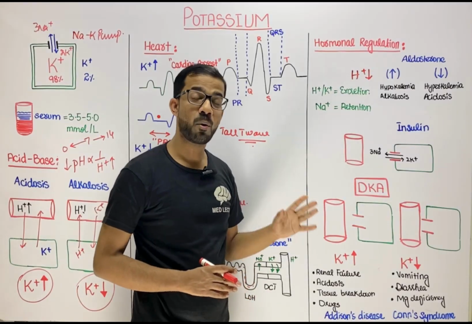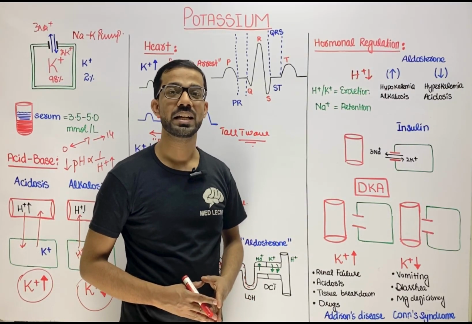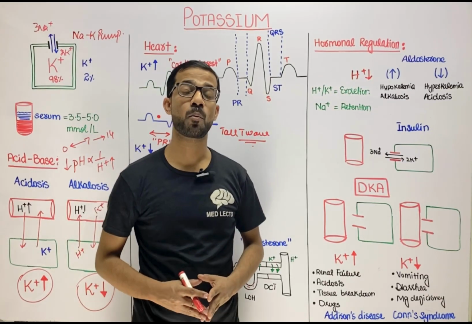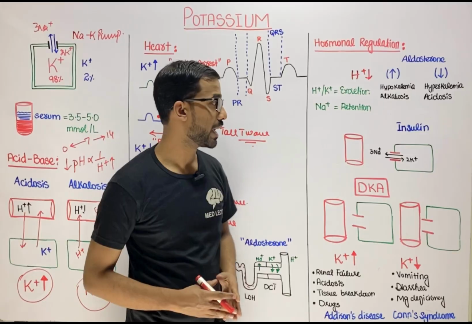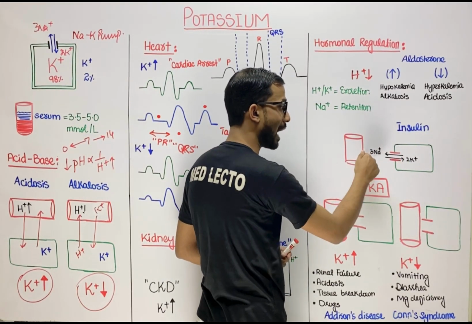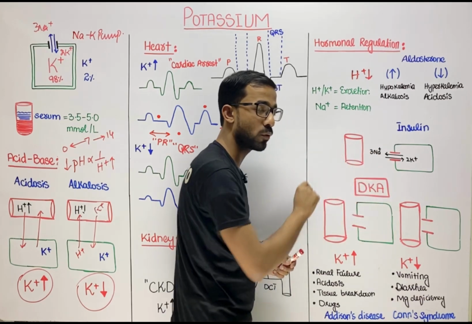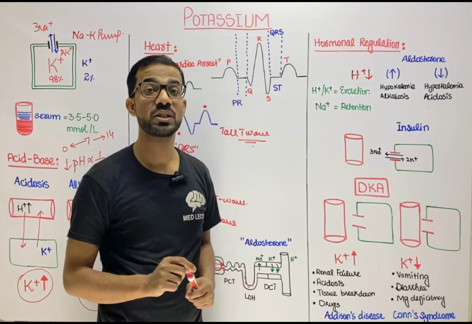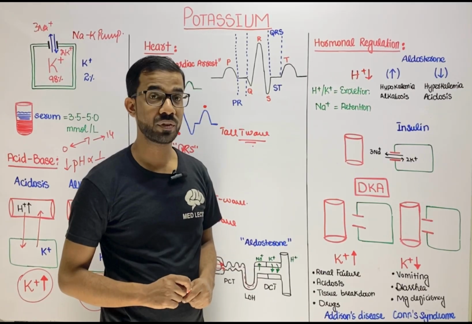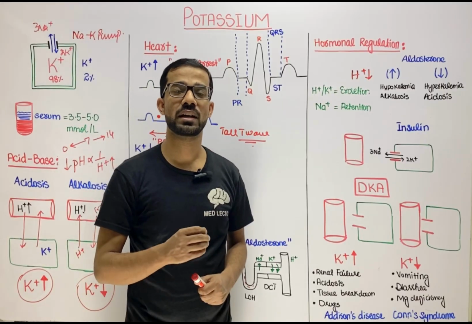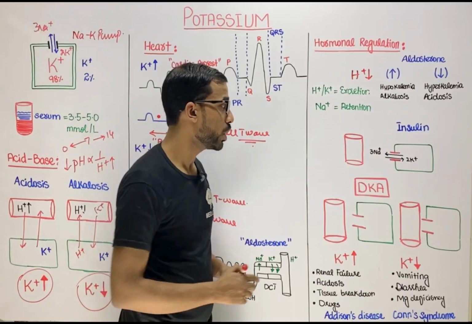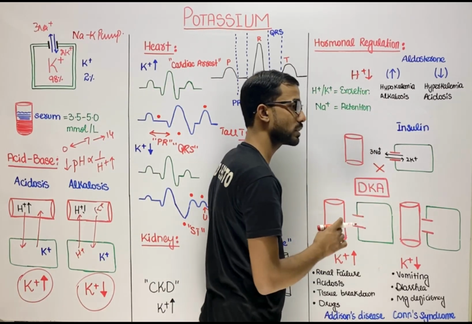And the most important hormone that regulates the potassium level inside your body is insulin. Insulin actually promotes the sodium potassium pump. In the sodium potassium pump, you will see 3 sodium start moving outside the cell, and 2 potassium start moving into the cells. In the diabetic patient, let's suppose there is a deficiency in the hormone insulin, so this pump will not work properly.